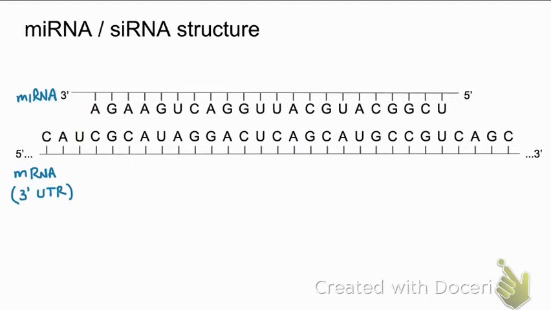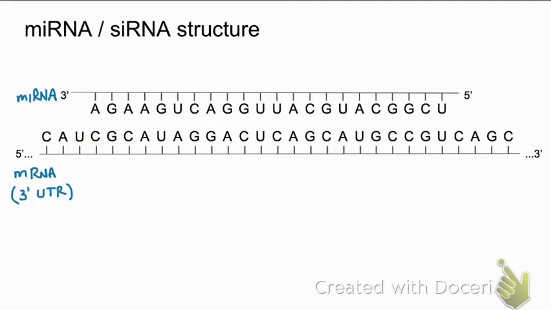Now in this image, what we're looking at is a microRNA and an mRNA, particularly the 3' UTR of an mRNA. MicroRNAs and siRNAs are typically 22 nucleotides in size. I'm going to be using microRNA and siRNA synonymously today, but I want you to note that microRNAs are naturally occurring phenomena within cells. siRNAs are typically made within a lab and then injected into organisms to artificially repress gene expression.